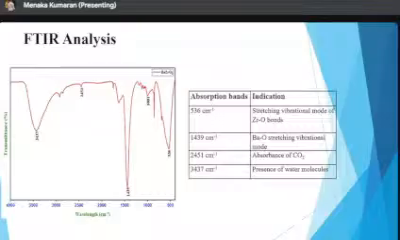FTIR analysis. A peak at 536 indicates the stretching vibration mode of the zirconium oxygen bond. A peak at 1439 indicates the barium oxygen stretching vibration mode. A peak at 2451 indicates the absorbance of carbon dioxide from the air. The absorption peak at 3437 represents the presence of water molecules in the material.